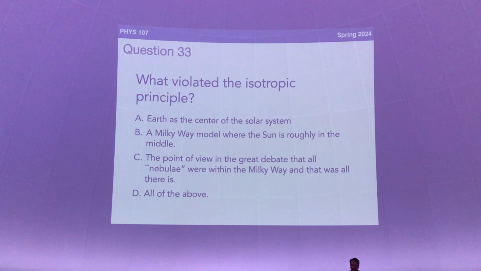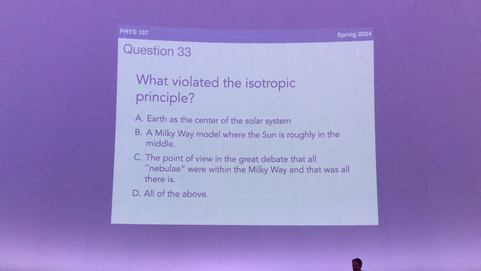What violated the isotropic principle? The Earth is the center of the solar system, the Milky Way model where the Sun is roughly in the middle, the point of view in the Great Debate that the nebulae were within the Milky Way and that was all there is, or all of the above. 1, 2, and 3. Thank you. Yeah, it's all of them, right?